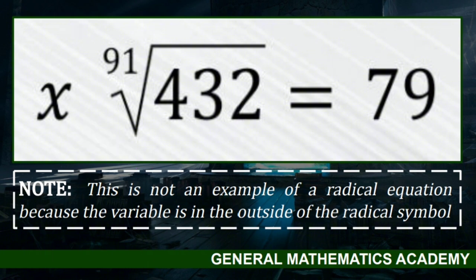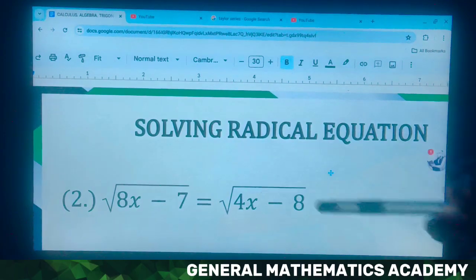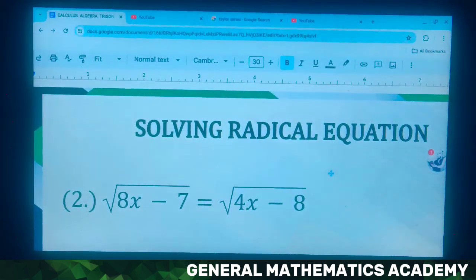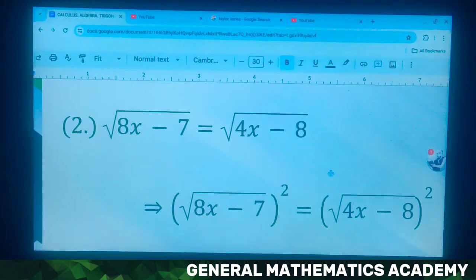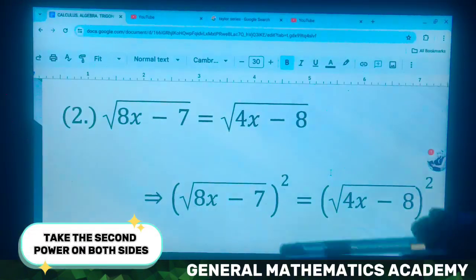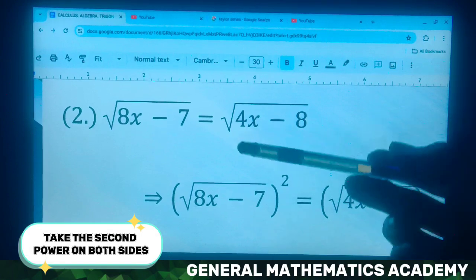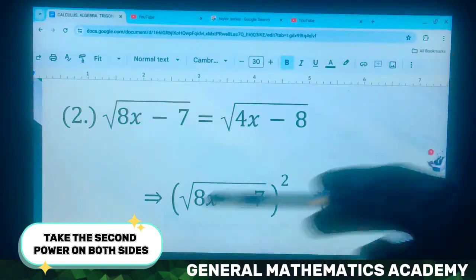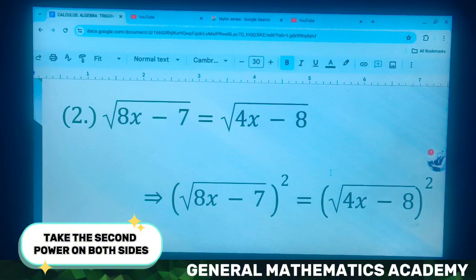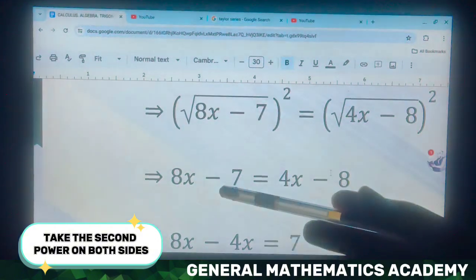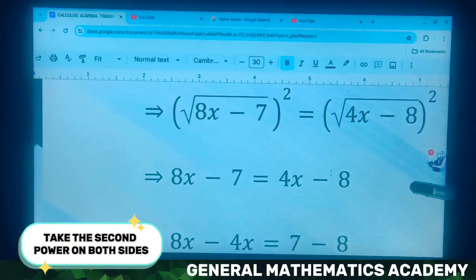So upon solving this radical equation on the first line, we need to eliminate the two radical symbols. In order for us to eliminate the radical symbols, all we need to do is to take the second power on both sides of the radical equation. So the second power and the index of the radical, which is 2, have been eliminated. That's why the remaining on the left hand side of the radical equation is 8x minus 7, and the remaining on the right hand side of the equation is 4x minus 8.